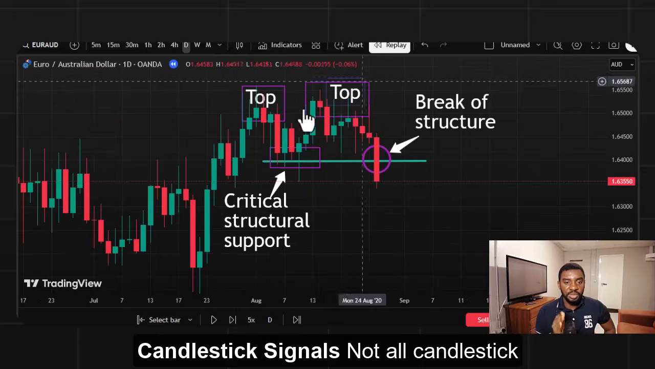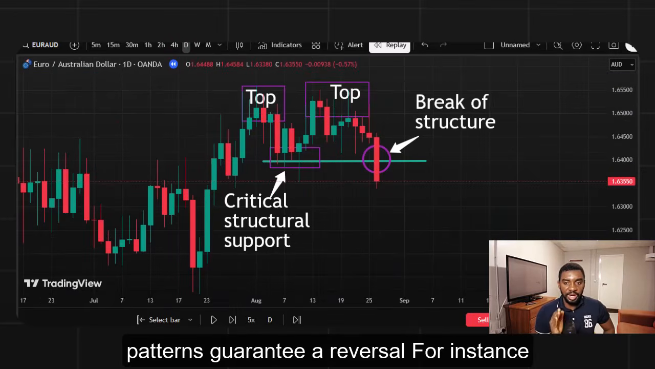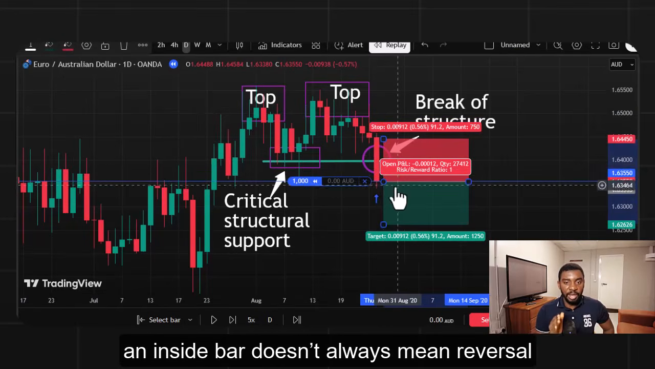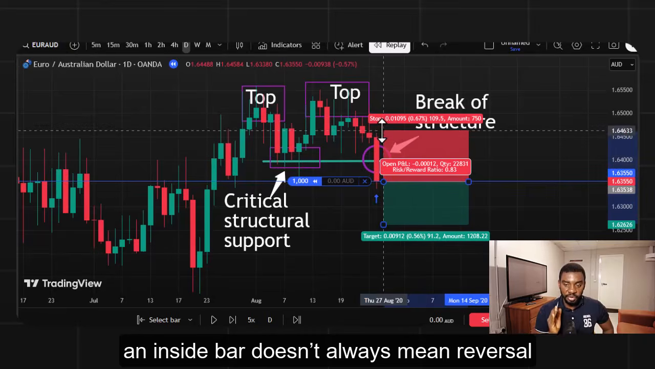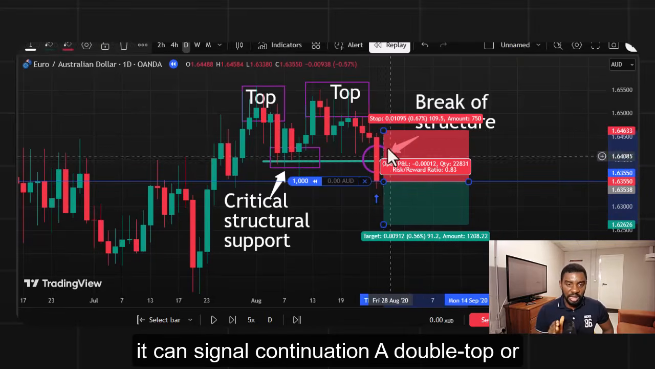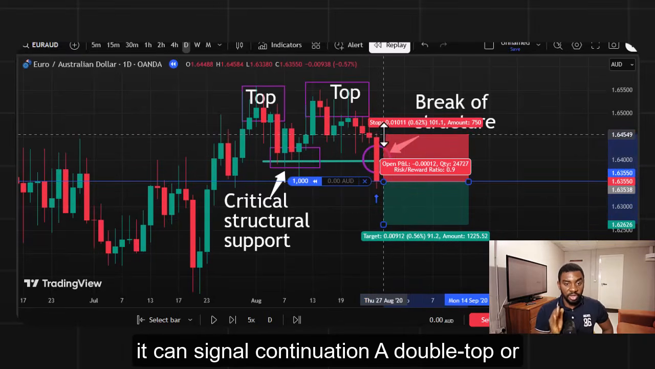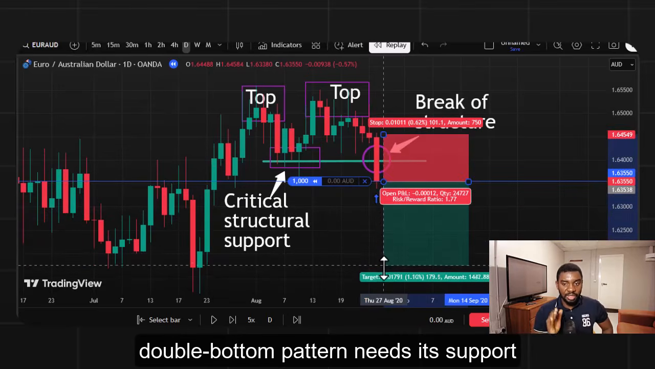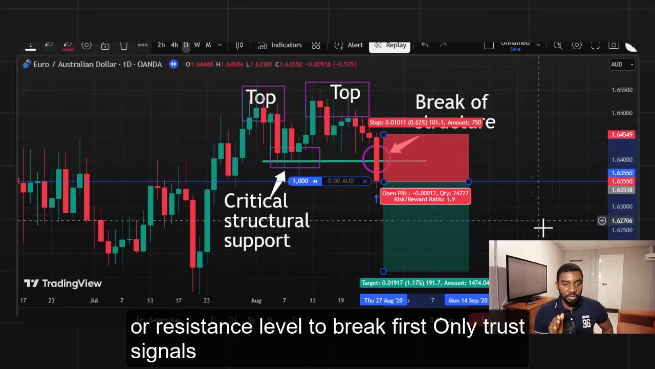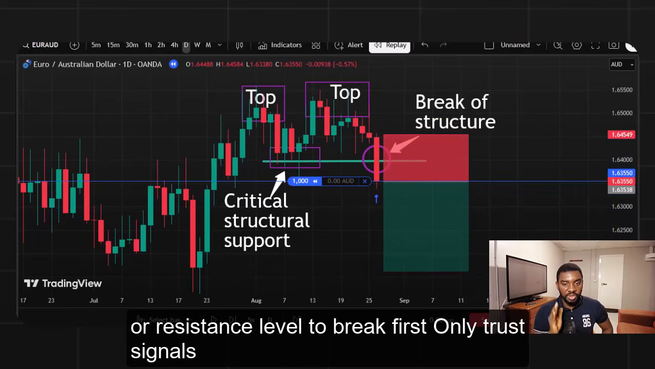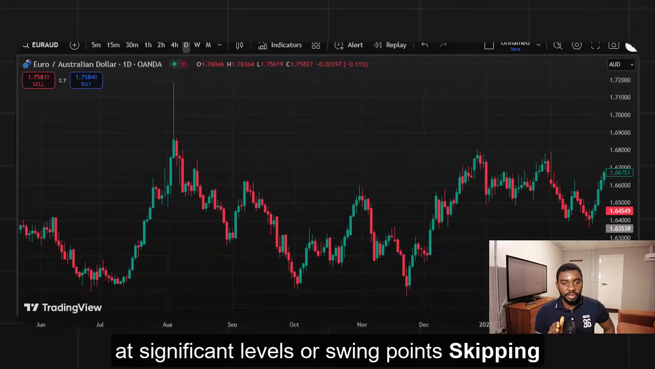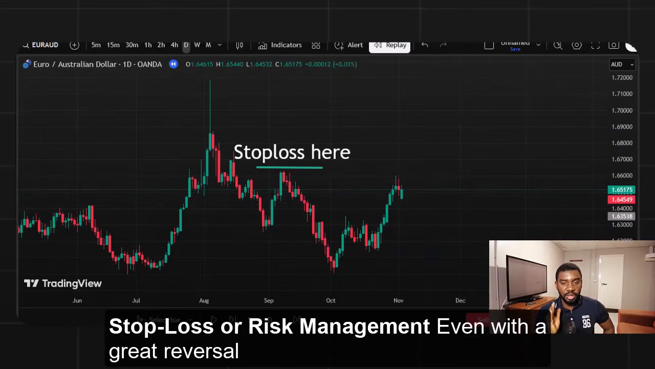Misreading candlestick signals. Not all candlestick patterns guarantee a reversal. For instance, an inside bar doesn't always mean reversal. It can signal continuation. A double top or double bottom pattern needs each support or resistance level to break first. Only trust signals at significant levels or swing points.